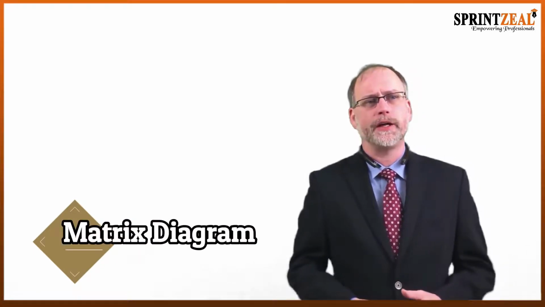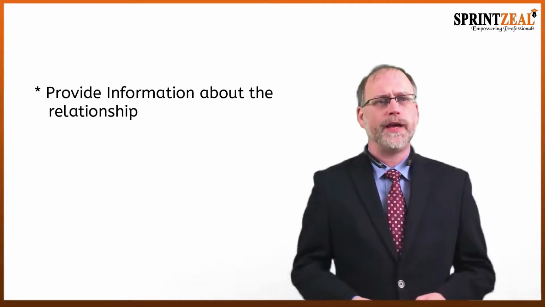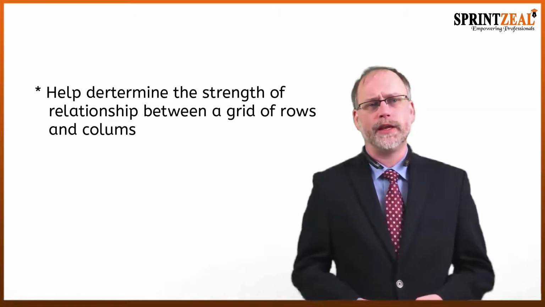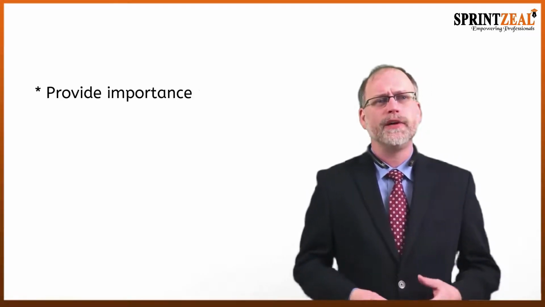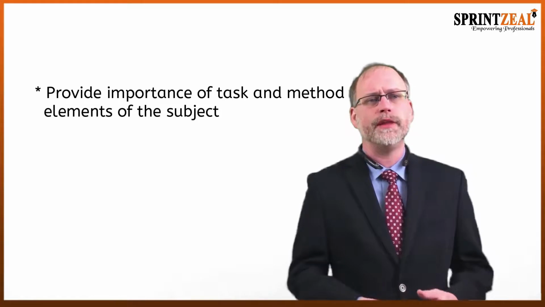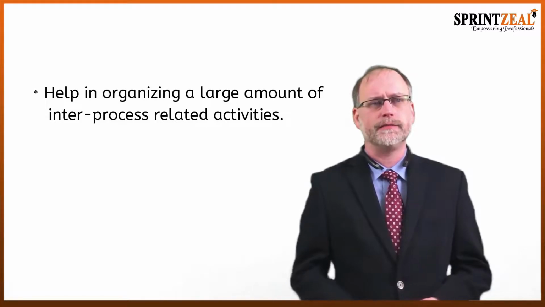So matrix diagrams show the relationship between objectives and methods, results and causes, and tasks and people. They provide information about the relationship, and they help to determine the strength of relationships between a grid of rows and columns. They provide importance to the task and method elements of the subject, and they help in organizing a large amount of inter-process related activities.